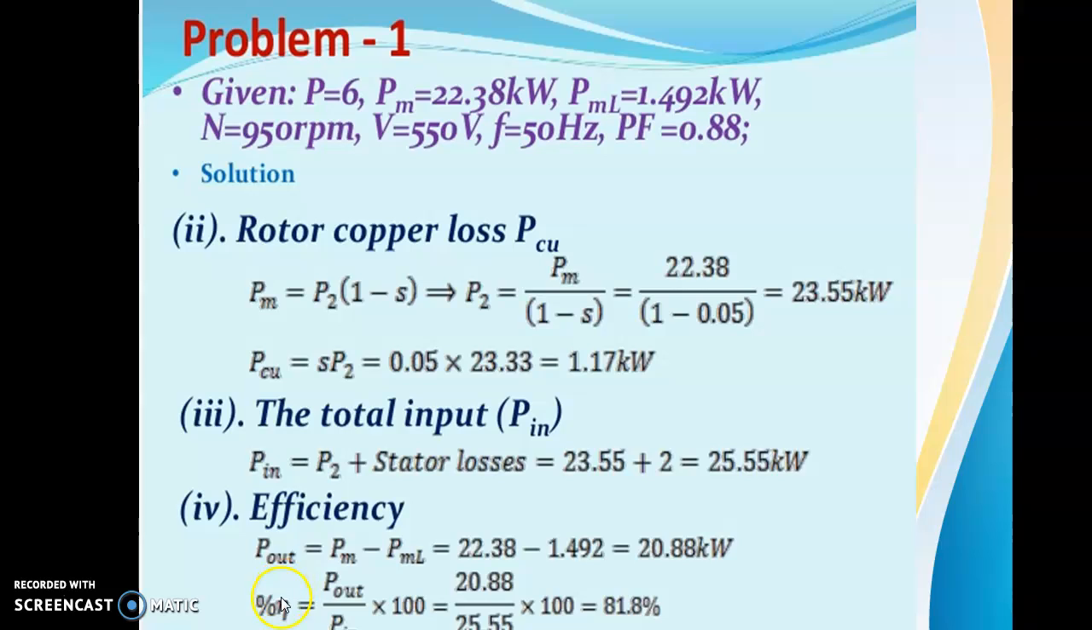Next, efficiency. The efficiency formula is P output by P input. P input is already calculated in bit number 3. P output we have to calculate. We know PM is given in the question. PM minus mechanical losses will be the power output. That will come like 20.88 kilowatt. Now, efficiency percentage will be P output by P input into 100. That is, the answer will come like 81.8%.